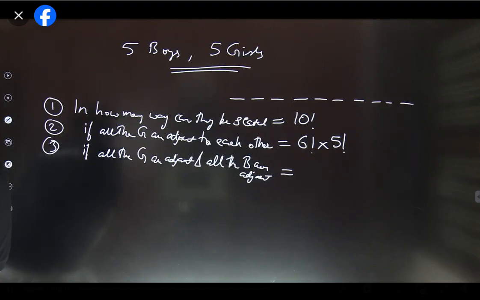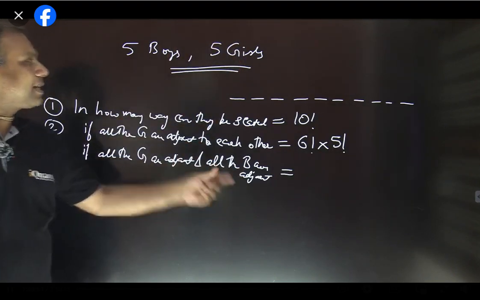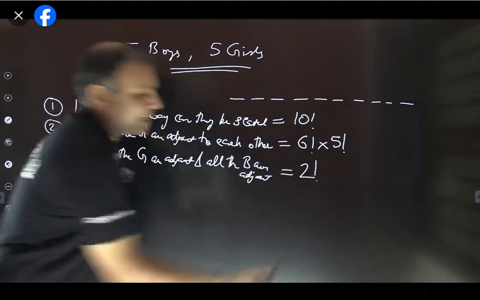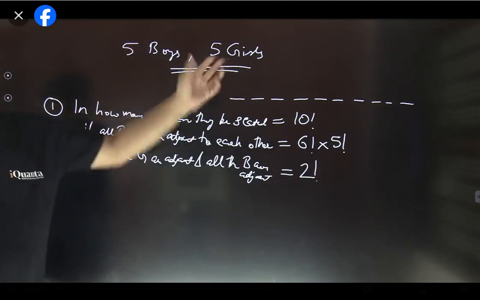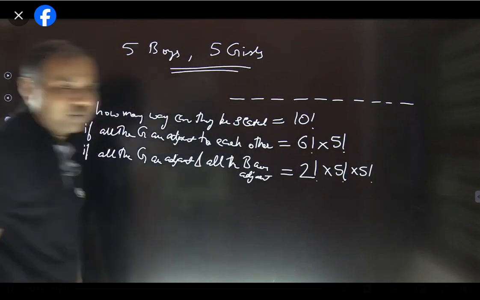Yes, Shruti, you missed multiplying with 2. See, when all the girls are adjacent, that is one unit. All the boys are adjacent, this group of boys is one unit. So these 2 units can be arranged among themselves in 2 factorial, or 2 ways basically. And each group can be arranged among themselves in 5 factorial ways. So the answer is 2 factorial into 5 factorial into 5 factorial. Fine?